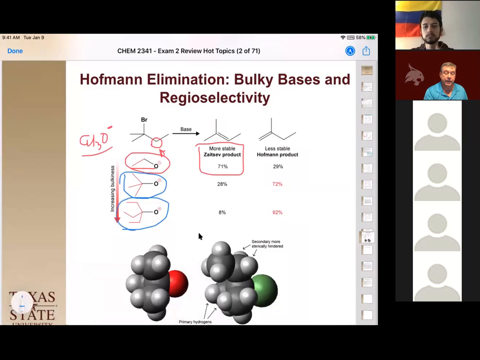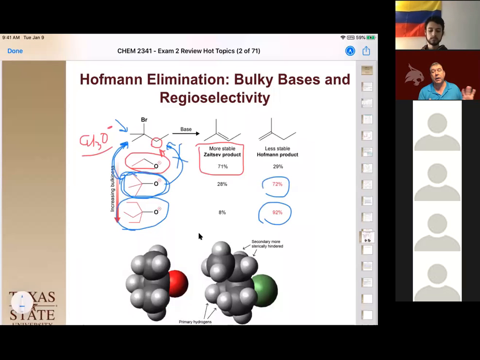We also have another one called LDA. These can't go here at all. So they end up going to the less bulky methyl groups on the end, giving us our less stable product, but the rate of the reaction for these hitting here is much higher. Therefore, it becomes our major product. It has everything to do with the size of the space. So if you see t-butoxide or LDA or something like that, we're looking at forming the Hofmann elimination product, which is the less stable. It takes off the least sterically demanding beta hydrogen.